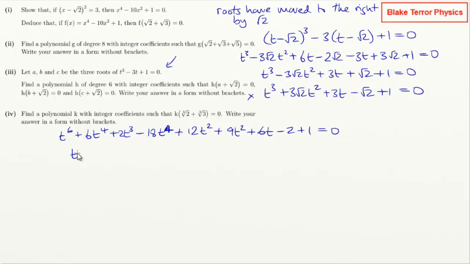So that's t to the 6. How many t to the 4? So I've got minus 12 t to the 4. T cubes, I've just got 2. Then t squareds, I've got 21.